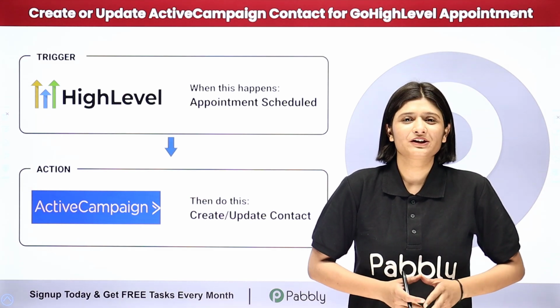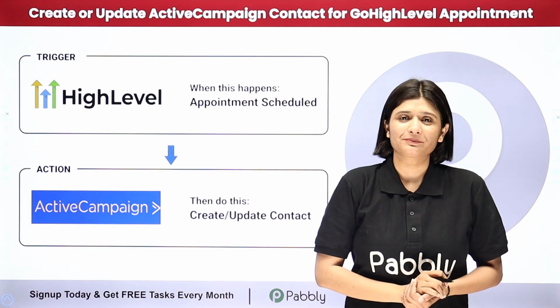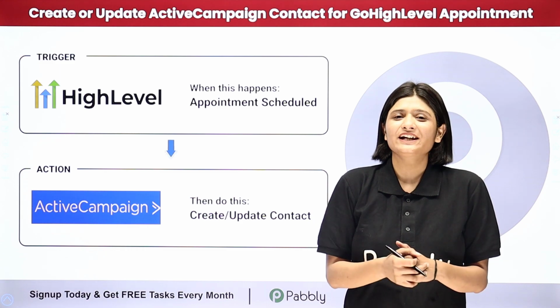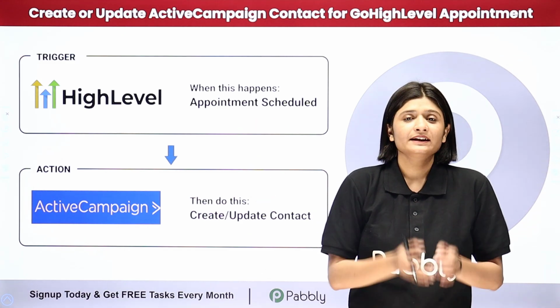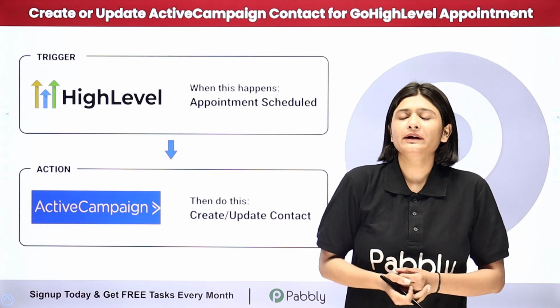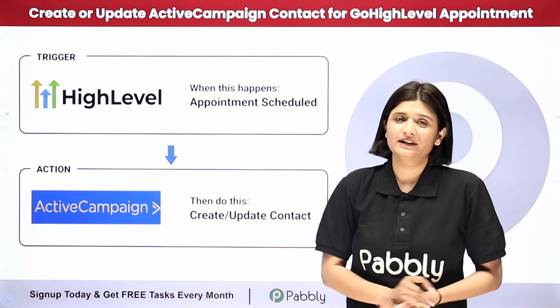In this video, we are going to learn how to create or update ActiveCampaign contact for Go High Level appointment. So let's suppose I am running a marketing agency and I am collecting all my appointments with the help of Go High Level. Now I want that whenever someone makes an appointment in my Go High Level, this contact should be automatically created in my ActiveCampaign account.